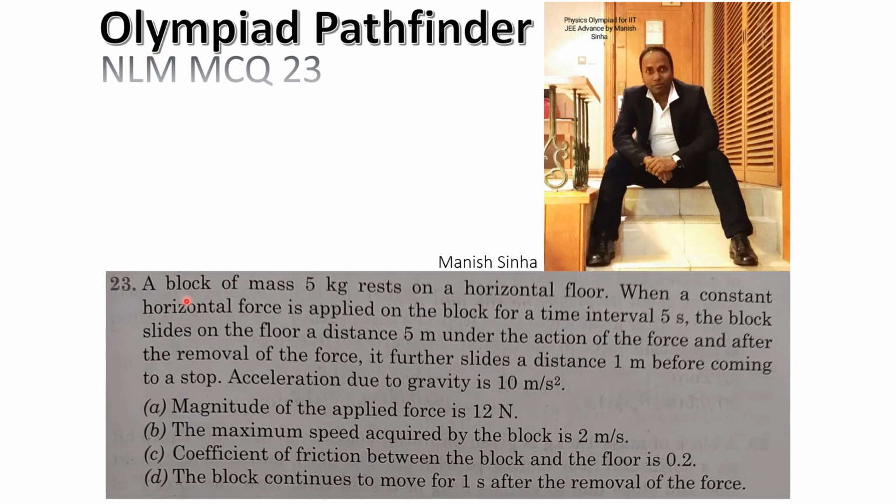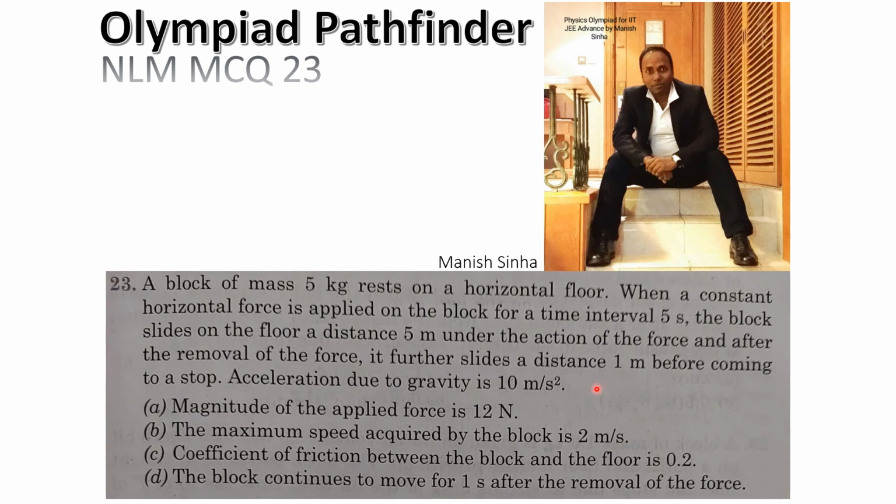The question goes like this: a block of mass 5 kg rests on a horizontal floor. When a constant horizontal force is applied on the block for a time interval of 5 seconds, the block slides on the floor a distance of 5 meters under the action of this force, and after the removal of the force it further slides a distance of 1 meter before coming to a stop. Acceleration due to gravity is to be taken as 10 meters per second squared.